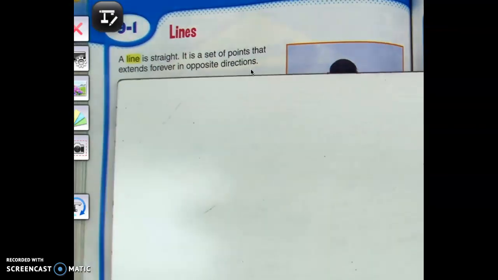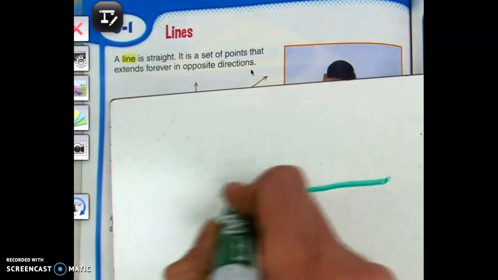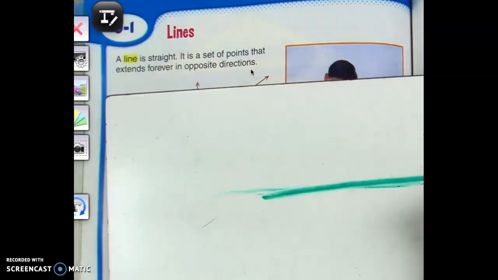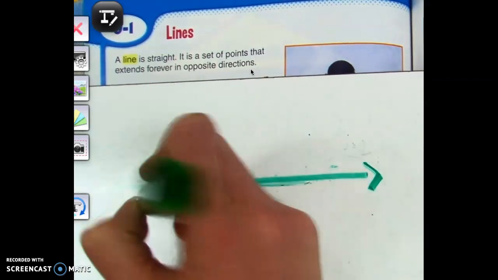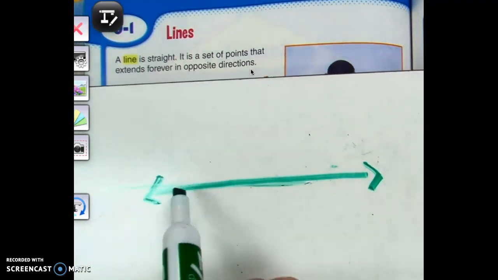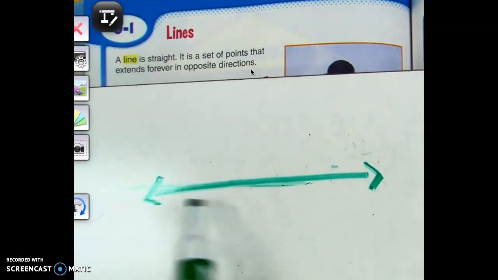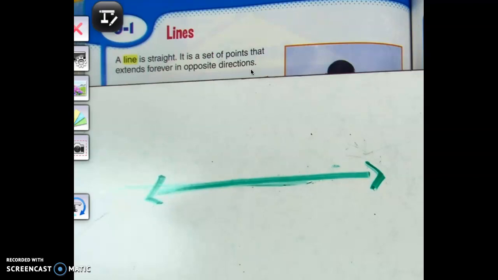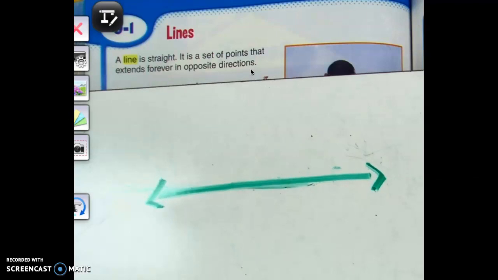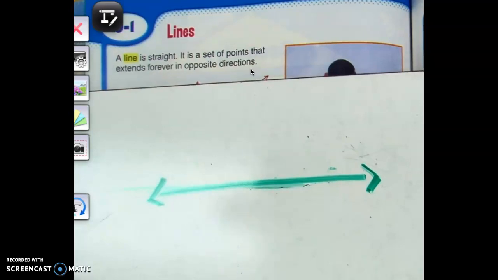So one way that you can try to remember which one is a line as opposed to some of the other ones that you're going to be learning is that you'll find that it has arrows on both ends, because it shows that it's extending forever and ever. So make sure that it has the little arrows on both sides to show that it extends forever. So again, say it one more time. A line is straight and it extends forever.